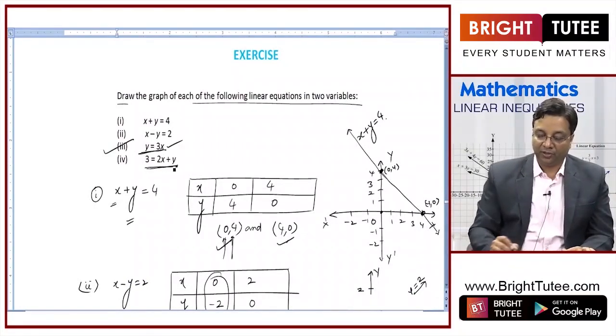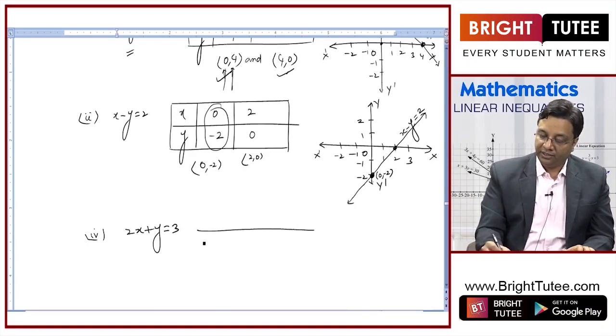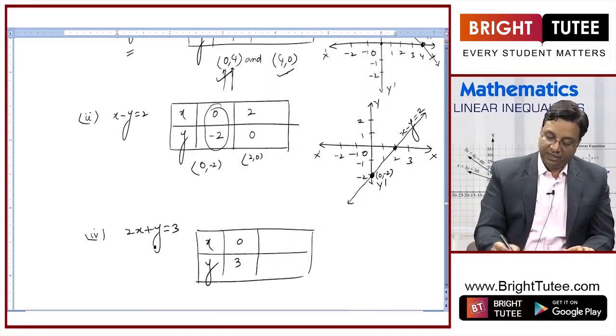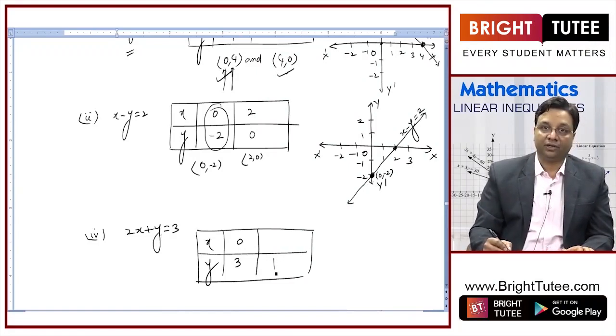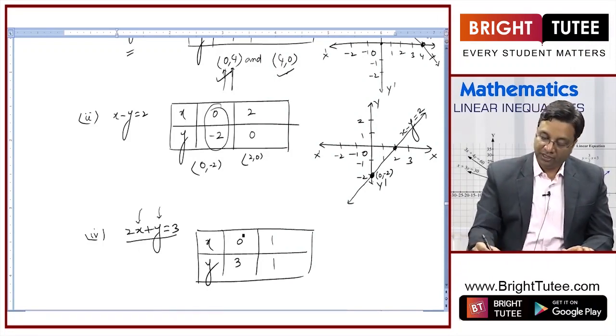Now this one, 2x plus y equals 3. Fourth part, 2x plus y equals 3. Again you make a table here, x, y. If I put x equal to 0, value of y will be 3. Now if I put y equal to 1, what will be value of x? x will also be 1, because y equal to 1, x equal to 1 will satisfy this equation. So I have got 2 points, (0, 3) and (1, 1).